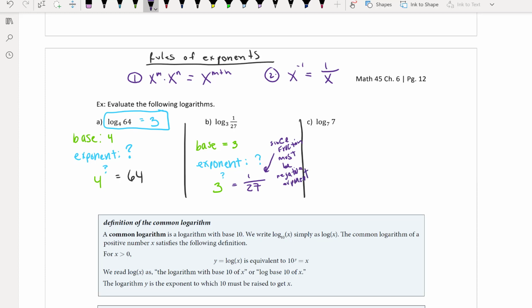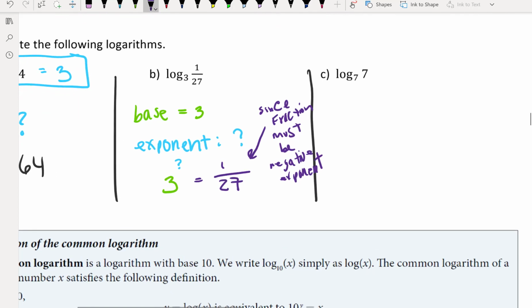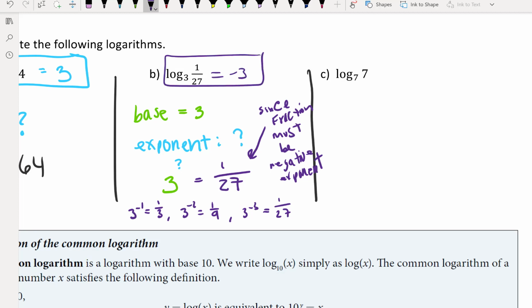Okay, so let's see if you can read that a little bit better. If it's a negative exponent, let's try 3 to the negative 1. Well, that would give me 1/3. So that doesn't work. What about 3 to the negative 2? Well, that would give me 1/9. So what about 3 to the negative 3? 3 times 3 times 3, oh, that's 1 over 27. So now I know that my answer is going to be negative 3.